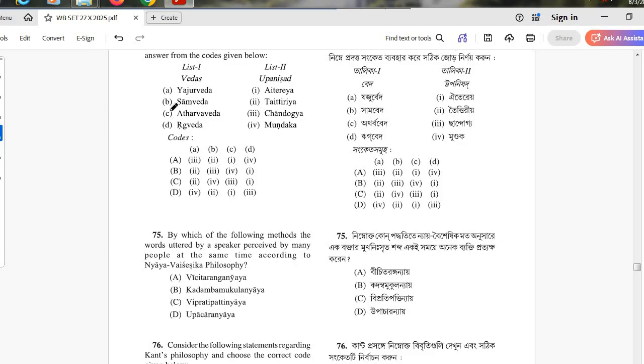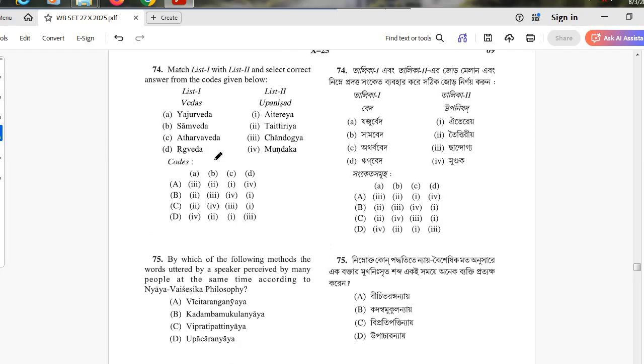Vedas and Upanishads: Yajurveda, Samaveda, Atharvaveda and Rigveda; Aitareya, Taittiriya, Chandogya and Mundaka. And the correct answer to question 74 is option B: Rigveda A2, B4 Mandukya, and B3 and C4 Rigveda Upanishad.